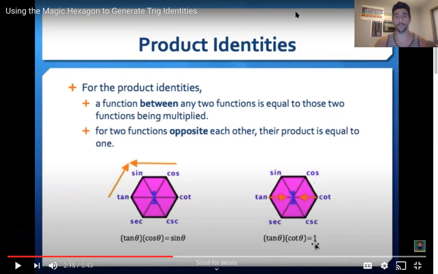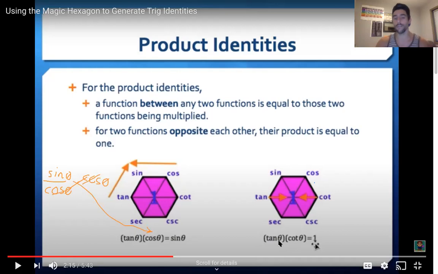I think she did a really good job explaining that. I just want to give one clarification, which kind of links to what I just said. If you're wondering how does tangent times cosine equal sine, it goes back to how we could define tangent as sine of theta divided by cosine of theta. And if I multiply that times cosine of theta, the cosines cancel. So I'm really just left with sine is equal to sine.